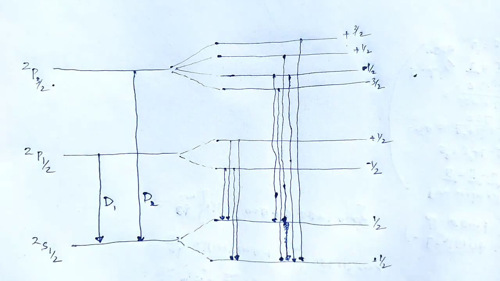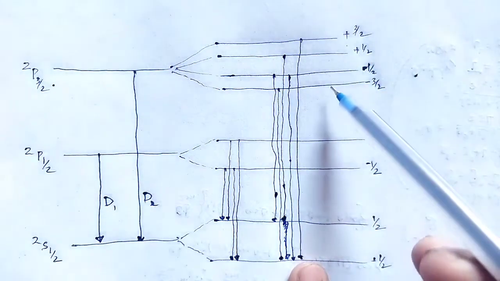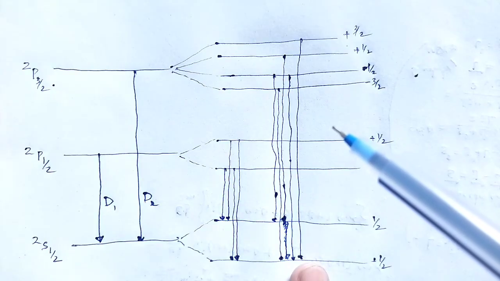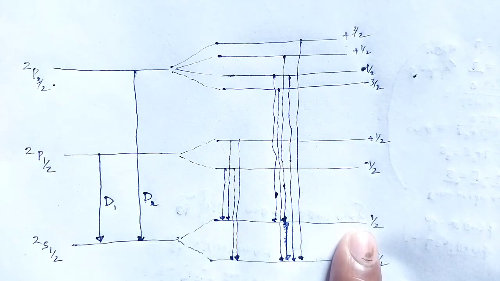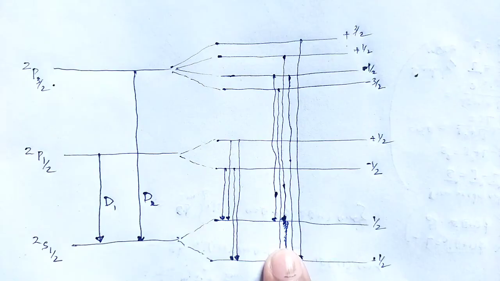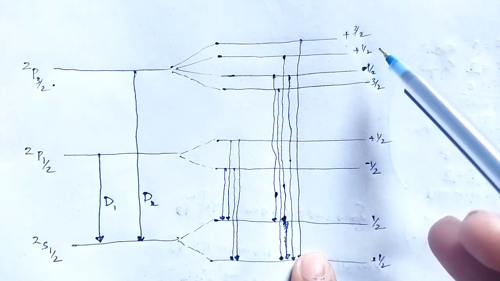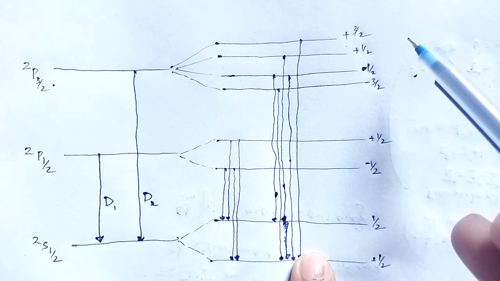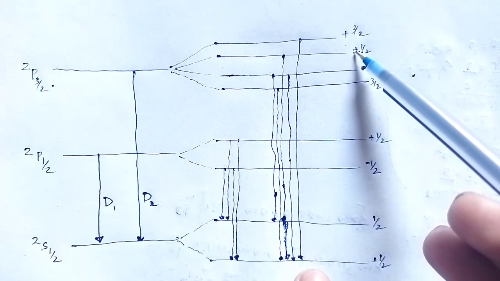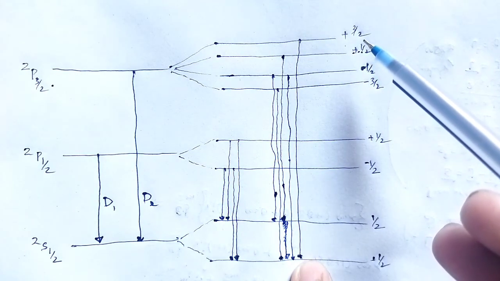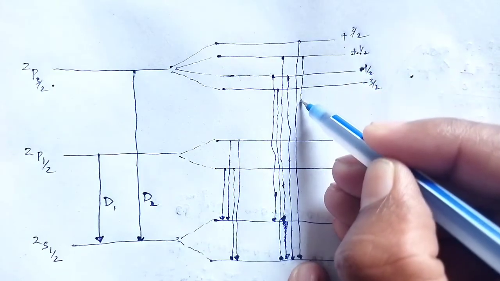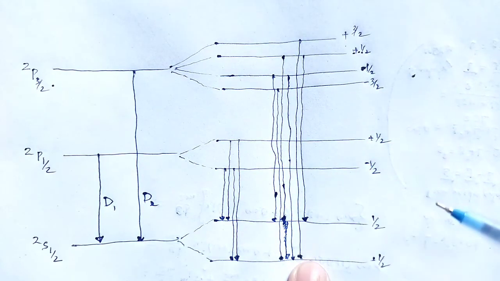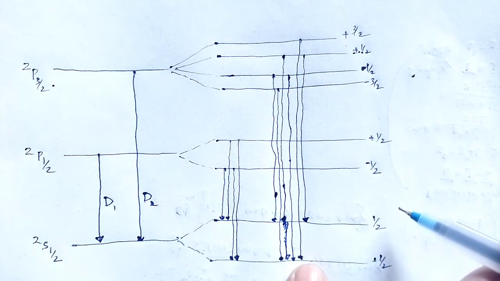So one transition, one transition, one transition, and for the plus half line one transition will be there, that is plus half to minus half, plus half to minus half, and plus half to plus half.